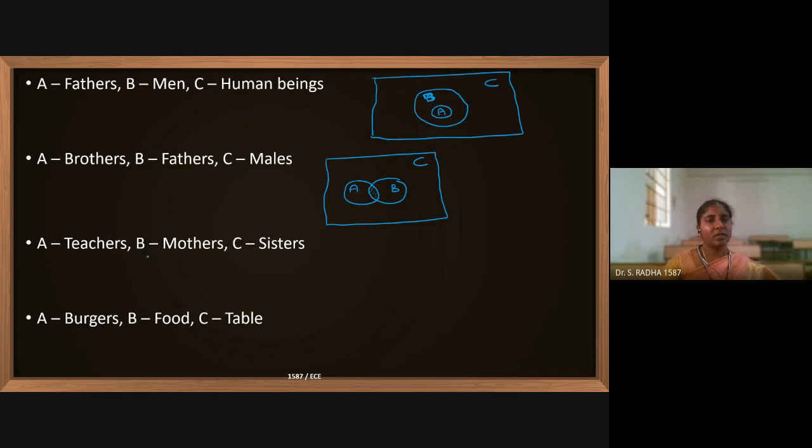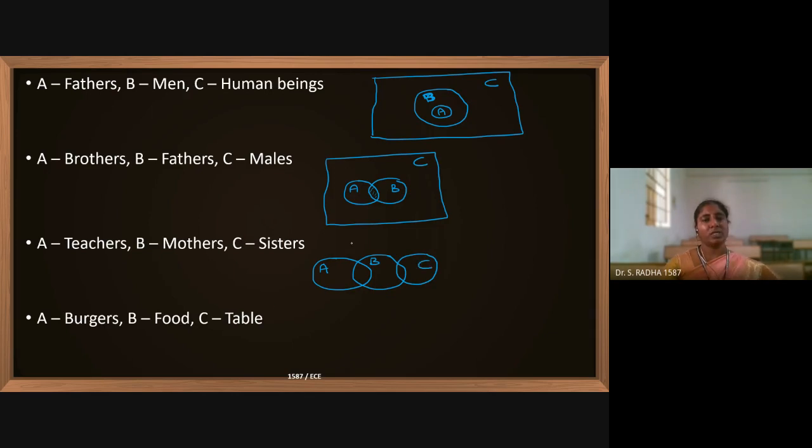Now the next one, teachers, mothers, sisters. You can see the Venn diagram for this. I will take A like this, teachers. Some of the teachers can be mothers, because unmarried people will also be there. So there should be some space for teachers alone, the role of teachers alone. Some teachers may have children because of marriage, and this B, mothers, and they can be sisters also.